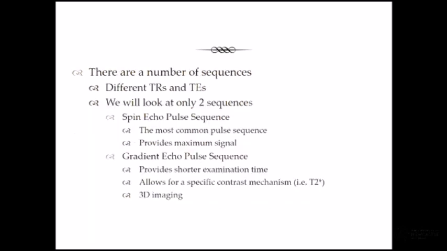Okay, so there's a number of sequences. We use different repetition times and different echo times. Repetition time is our TR, echo time is our TE. We use different TRs and TEs to weight our scans differently. Today we're just going to talk about the most common, the spin echo pulse sequence. It's the most common imaging sequence that you'll see in MR, with slightly different variations on it, and classically, we think of that as providing a maximum of signal.